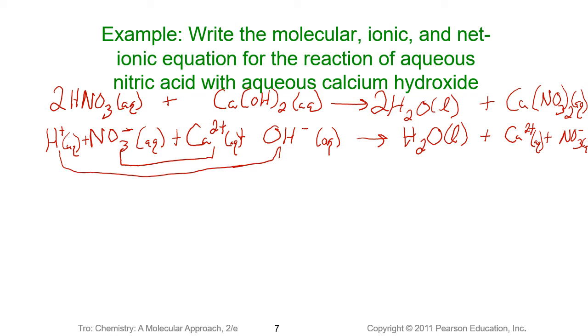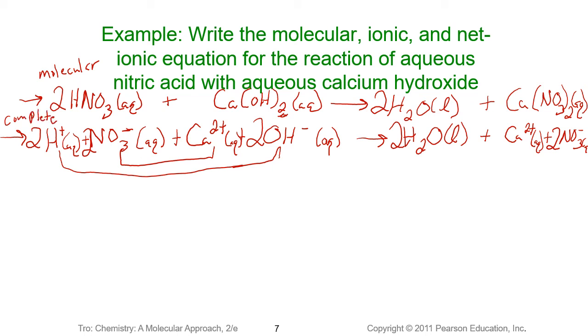Now to write our complete ionic equation, which we've been writing. We're going to need a 2 in front of our H plus and in front of the nitrate. We need a 2 in front of the hydroxide because of the subscript. 2 waters and 2 nitrates. So now this equation here is our complete ionic equation. We have our molecular equation. We have our complete ionic equation.